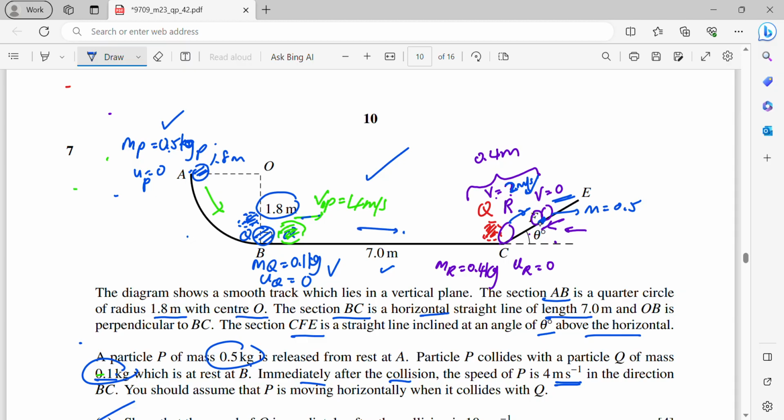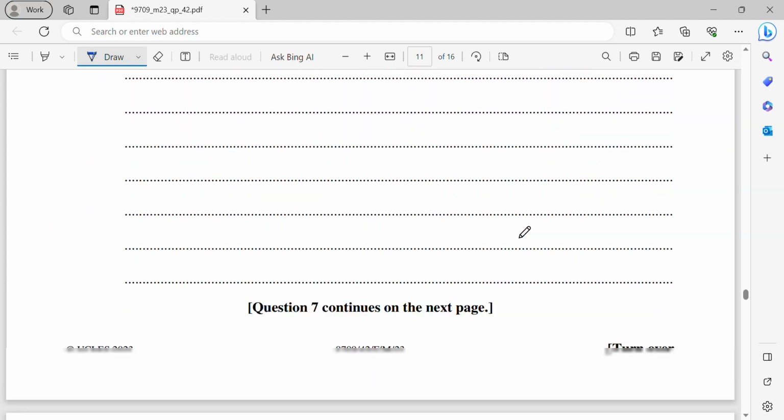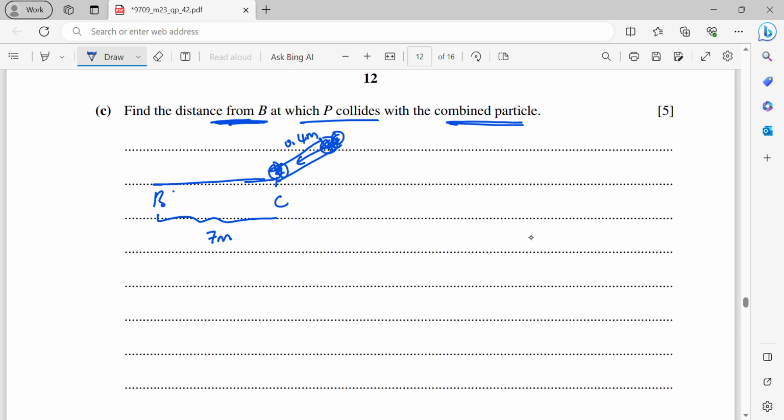So now you need to find the distance from the B when both of them collide. This is the P, and this will be both particles. So I need to find from B what the distance is over here. Therefore, from here I need to count: when the Q reaches here, how long does it take for the Q to reach C? Because at first the Q is at the B.